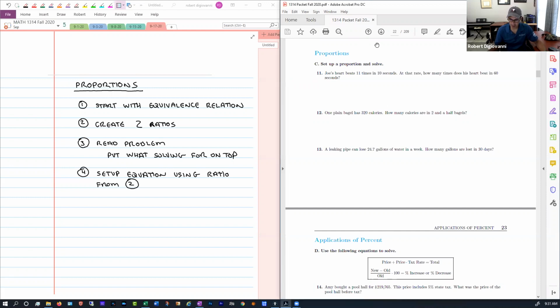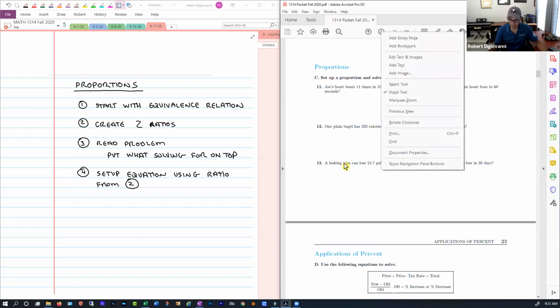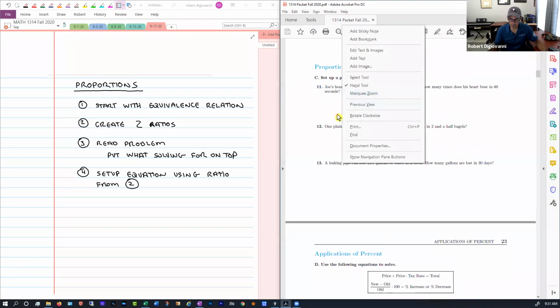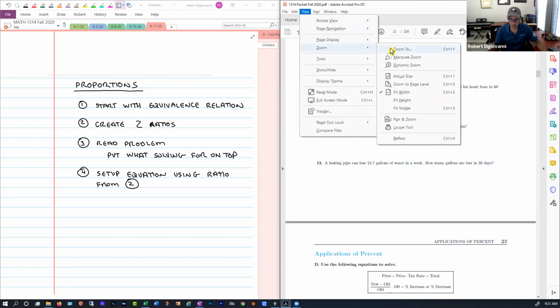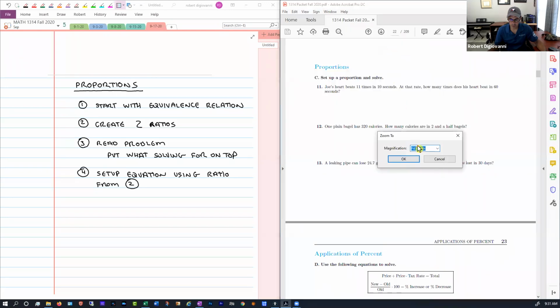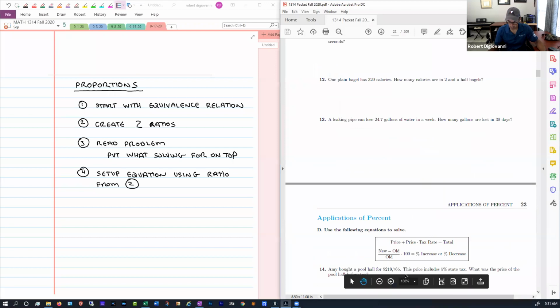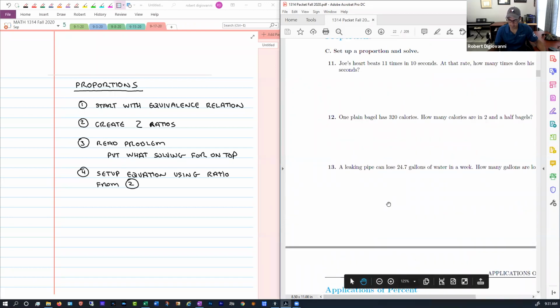Let's see if I can't get this to zoom in. Where's my zoom tool? See if this works. No, that didn't really work. Oh, there it is. Okay.